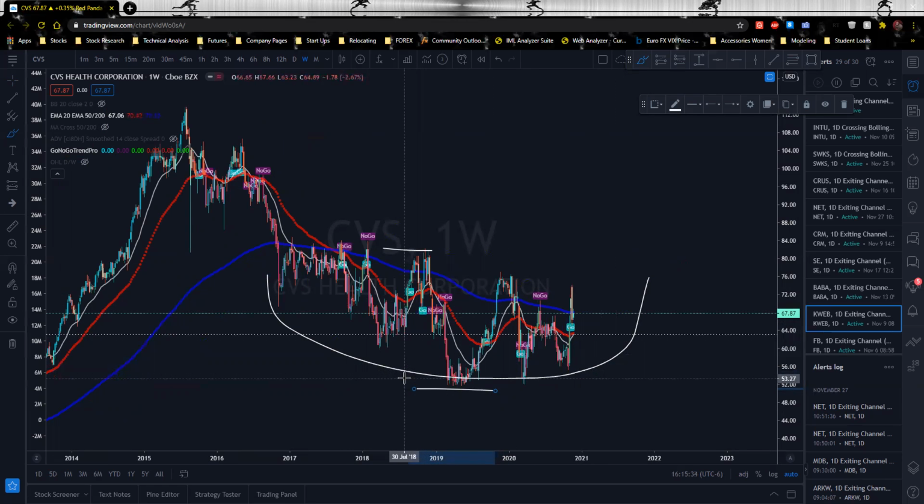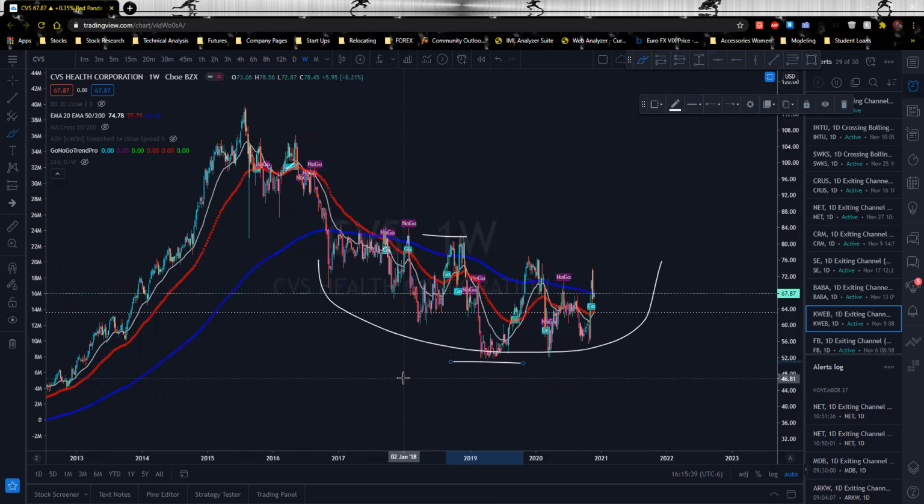Now, this is for a long-term position. You have to zoom out. This is a weekly trade. This is the weekly time frame.